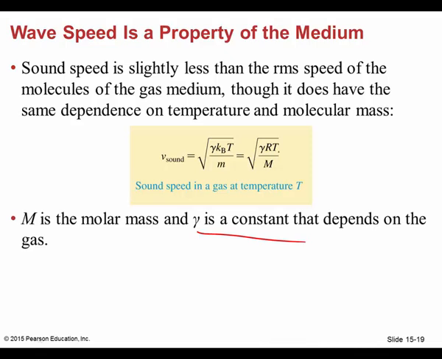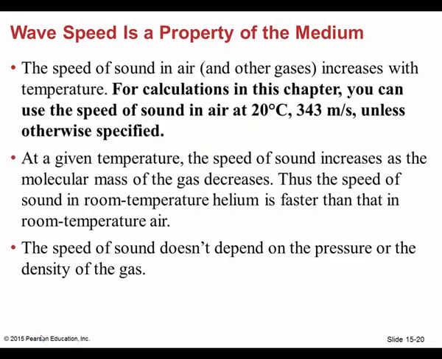Or we can work it this way and do a little bit of substitution here and say the lambda value for the gas times the gas constant, and I believe it's 8.31 joules per mole Kelvin, and then times the temperature in Kelvin, and then divided by the molar mass, which will be in kilograms per mole. All right, so two different equations we can use to find the speed of sound in a gas at a particular temperature T.